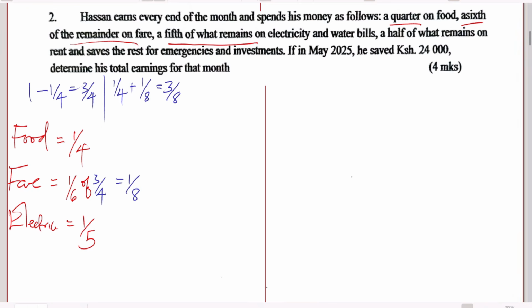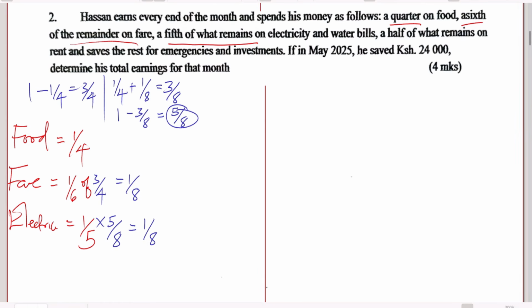So what remains now? Again, we're assuming that the whole salary is 1. So now subtract the expenditure for food and fare, which is 3/8, to see what remains. So this will give 5/8. So therefore electricity will be a fifth of what remains. That is a fifth of 5/8. And this will give electricity and water bills to be 1/8.